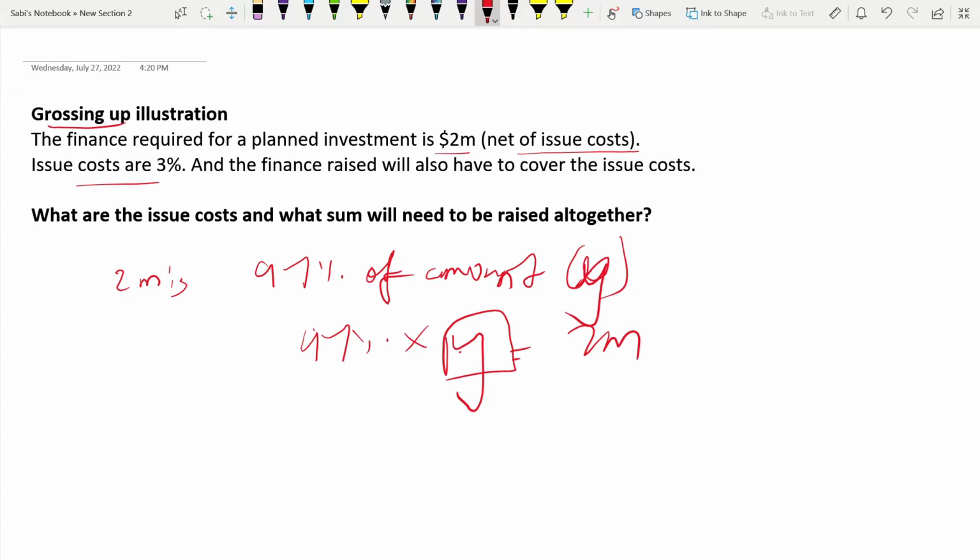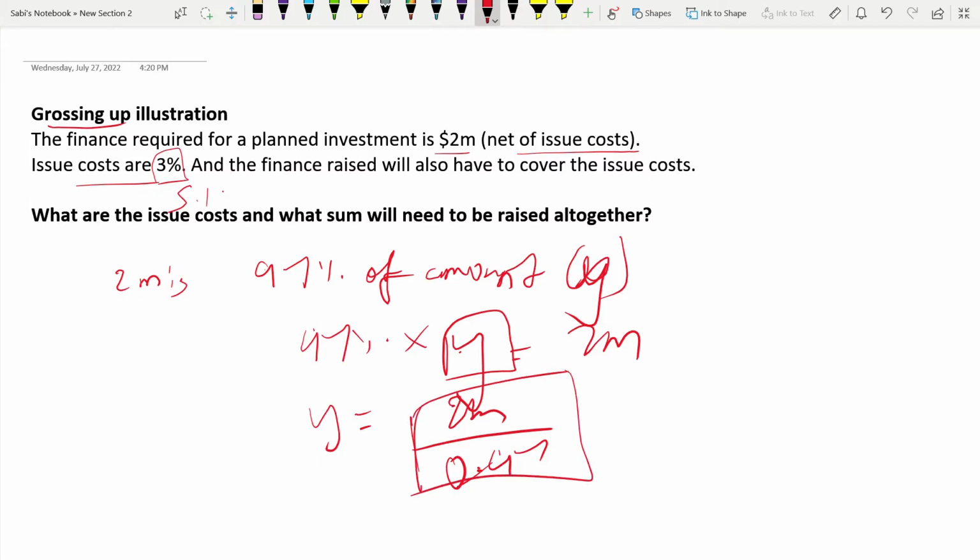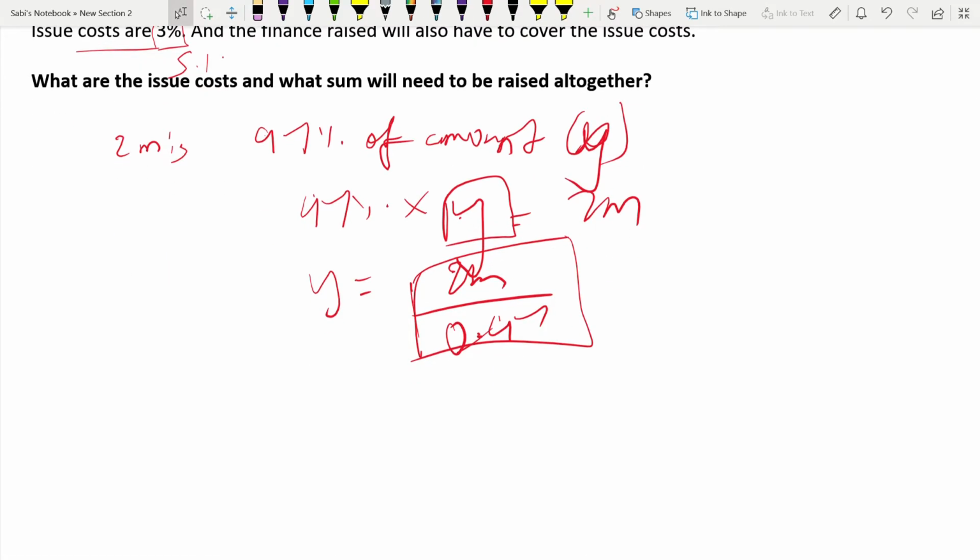Why 97%? Because issue cost is 3%, you have to deduct it from 100%. If issue cost is 5%, it will be 95%. If it's 7%, 93%. That's how you work. Make Y the subject: the amount that you need to raise, 2 million, bring 97 to the other side, becomes 2 million divided by 0.97. This is the formula that you should know. Whenever the amount is there, the amount divided by the percentage after deducting issue cost. If it's 5%, 95%, like that.